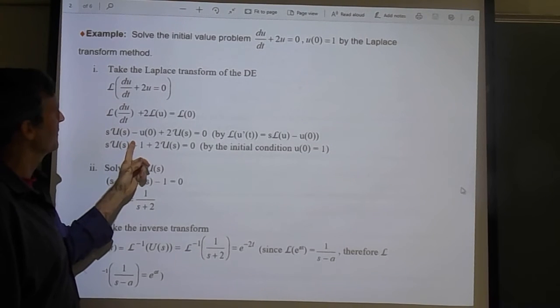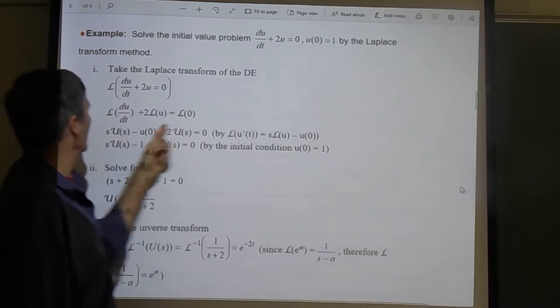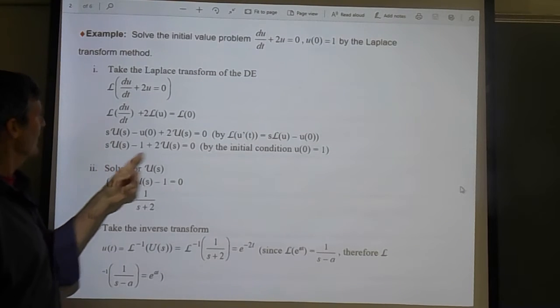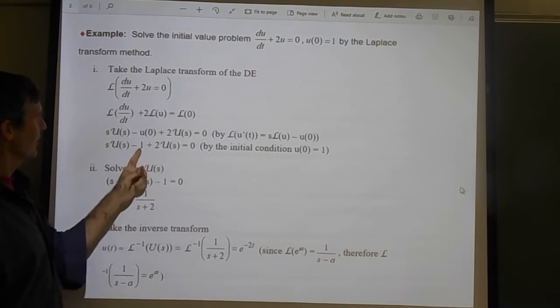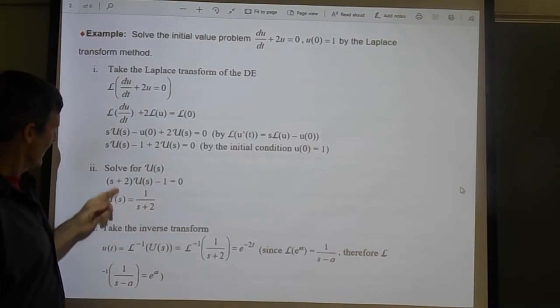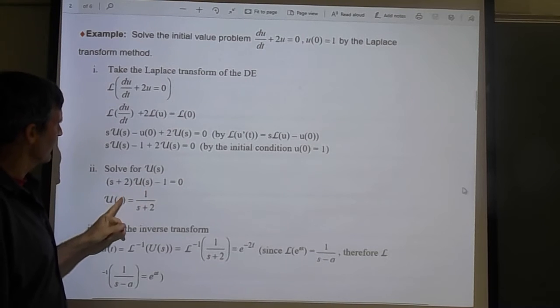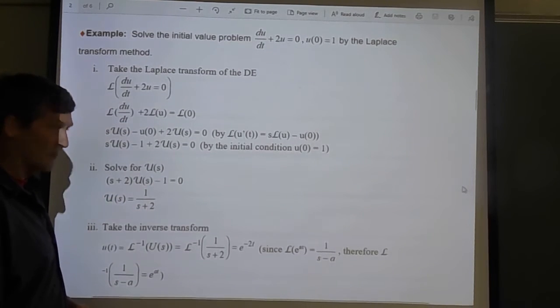Oh, I neglected to mention too, you can now put in the initial condition, right? u of 0 equals 1, so replace u of 0 with 1. And now you've got this algebraic equation. You group the u of s terms, they multiply s plus 2 on the left. And you group the other terms, minus 1. And now you can add one on each side, divide by s plus 2. It's linear in u of s, right? Just add this number over here and divide by this number. u of s is 1 over s plus 2.